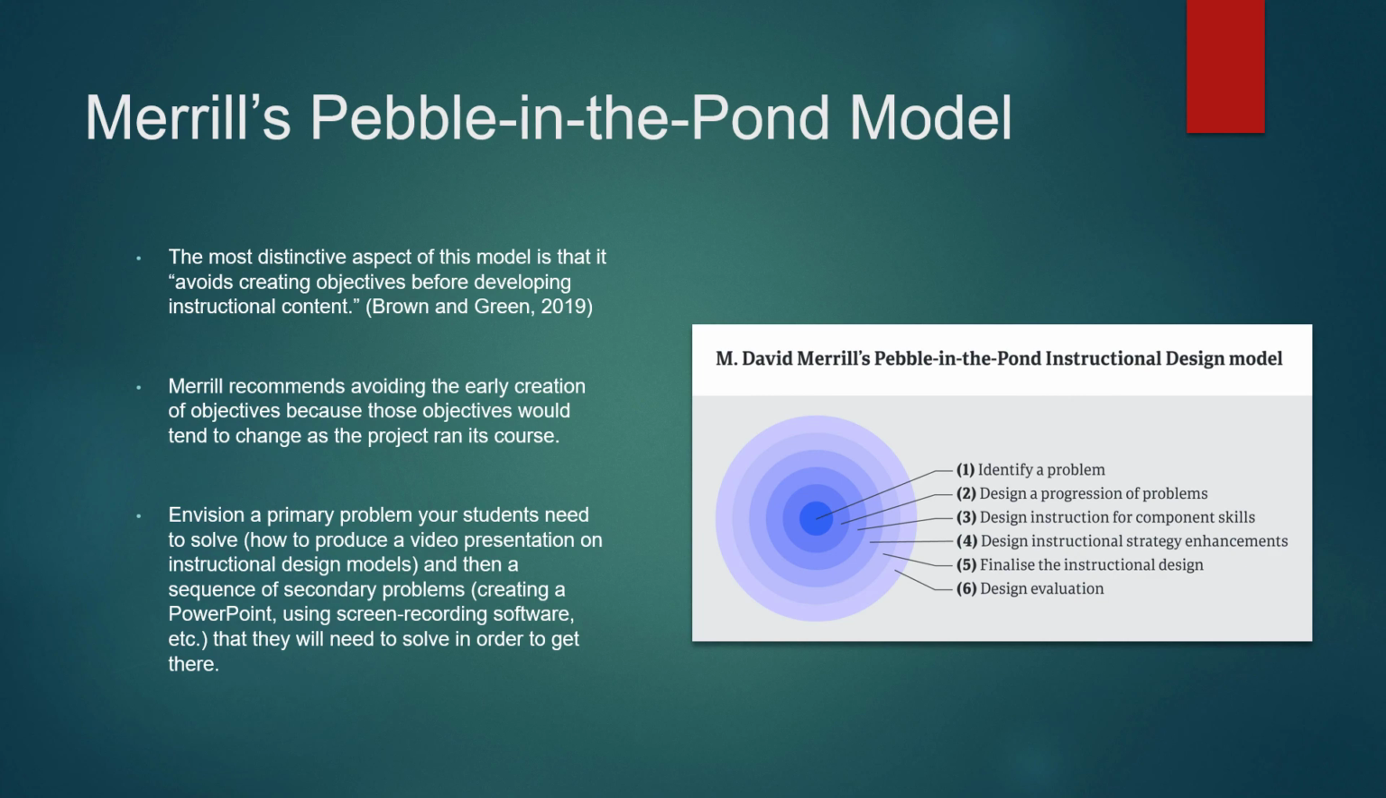Merrill's Pebble in the Pond model is based off of the author's first principles of instruction ideas. The Pebble in the Pond model is distinctive because it avoids creating objectives before developing instructional content. Merrill recommends avoiding the early creation of objectives because those objectives would tend to change as the project ran its course.